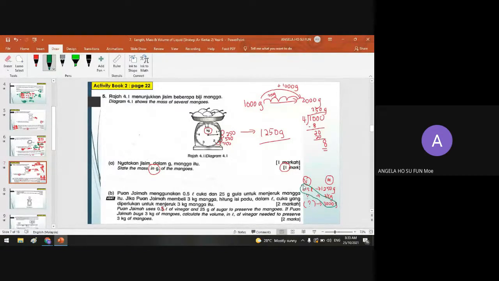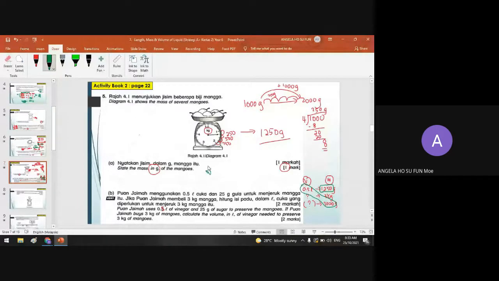0.5 liter of vinegar with 3,000 gram of mangoes. Then only I divide this 1,250 gram. So I put it here. Maybe this is not enough space here, so I put it up here, in the empty space. I'm doing the calculation over this side.